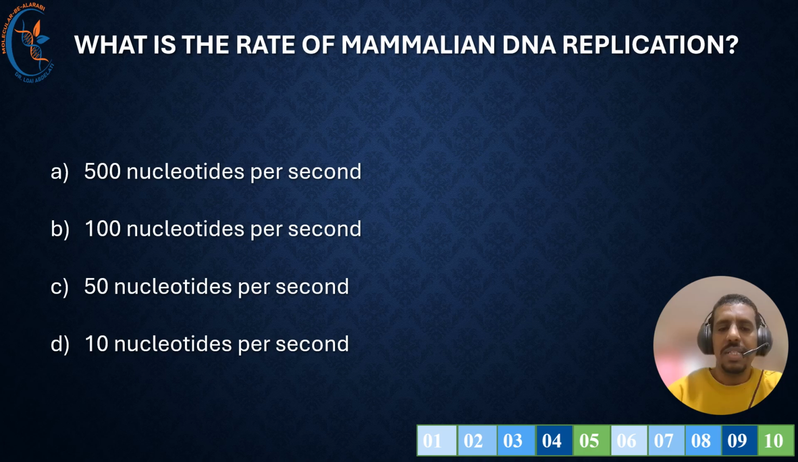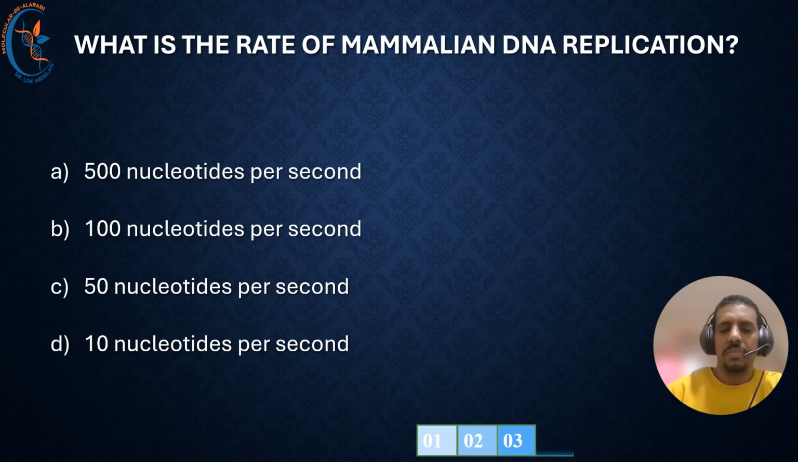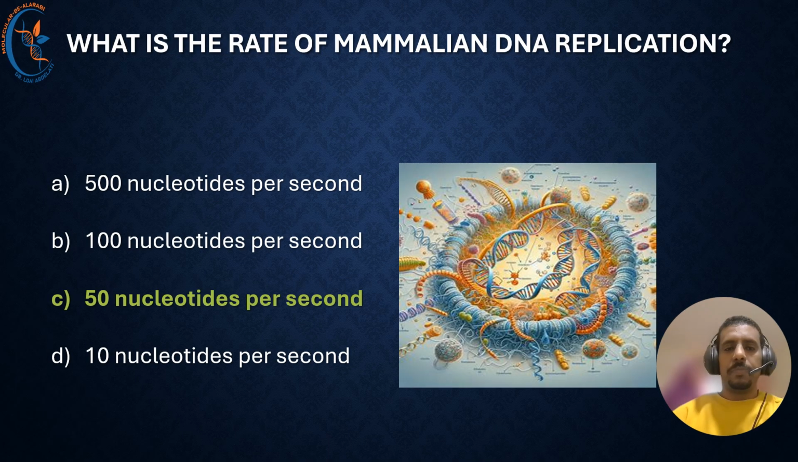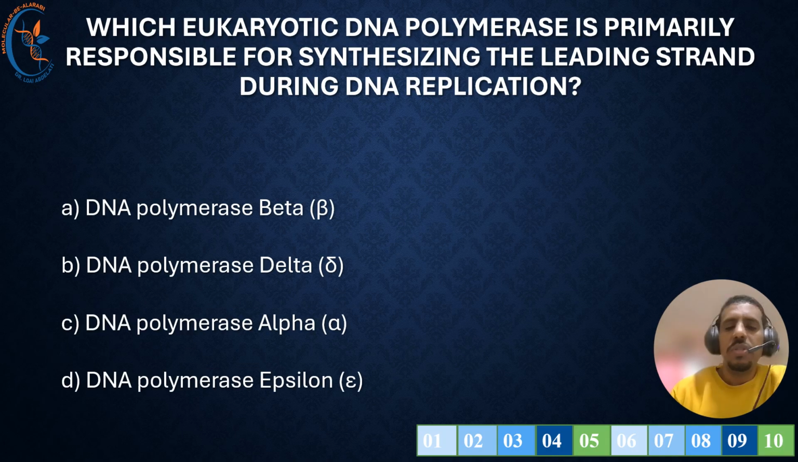Okay, the next question is, what is the rate of mammalian DNA replication? The rate of DNA replication in a mammalian cell is approximately 50 nucleotides per second. Therefore, the correct answer is C. Let's move on.